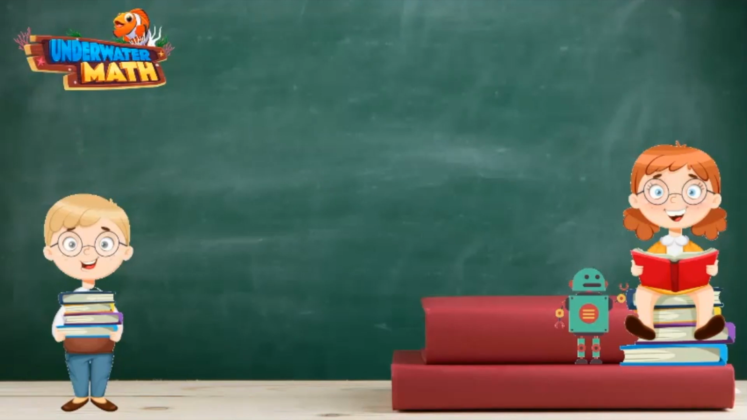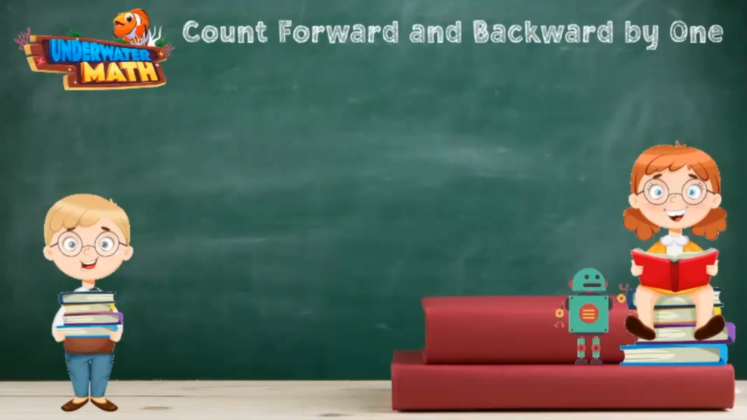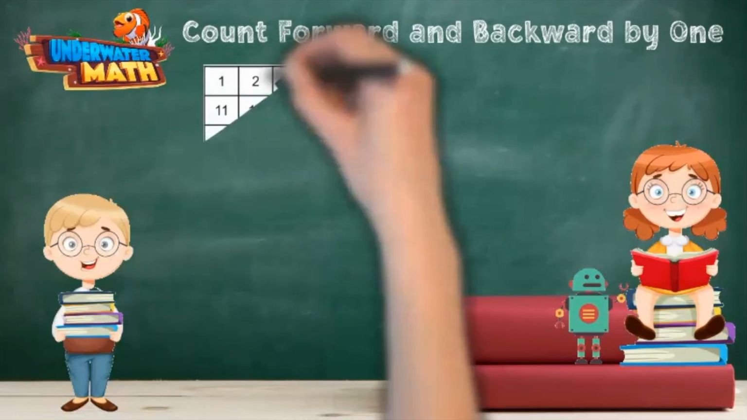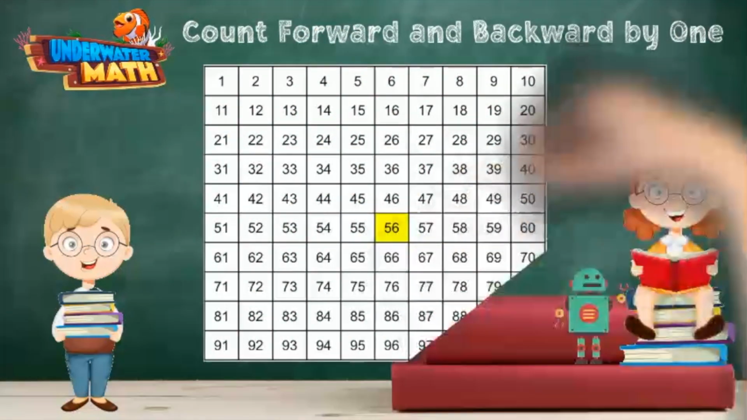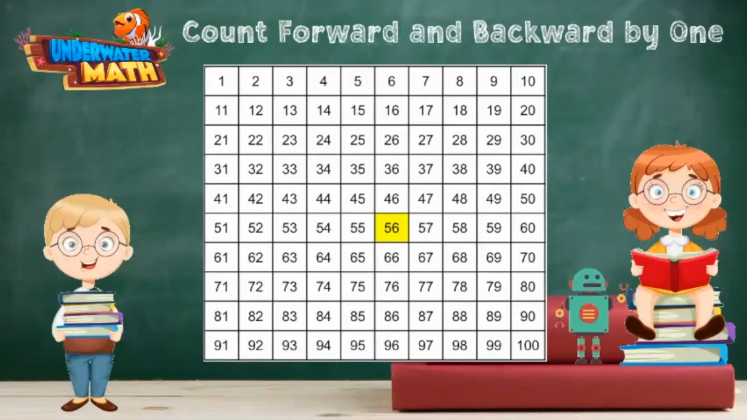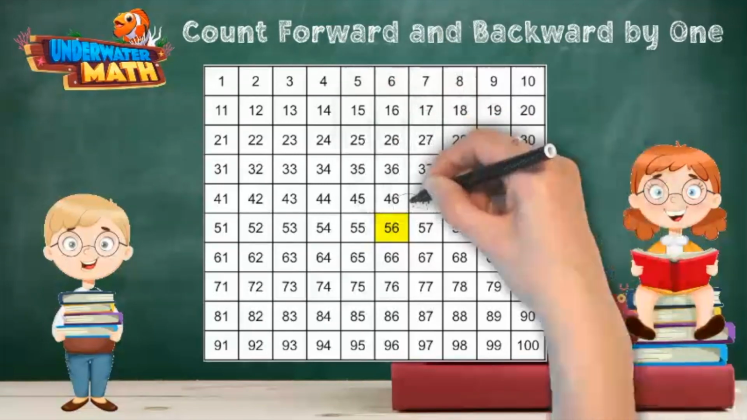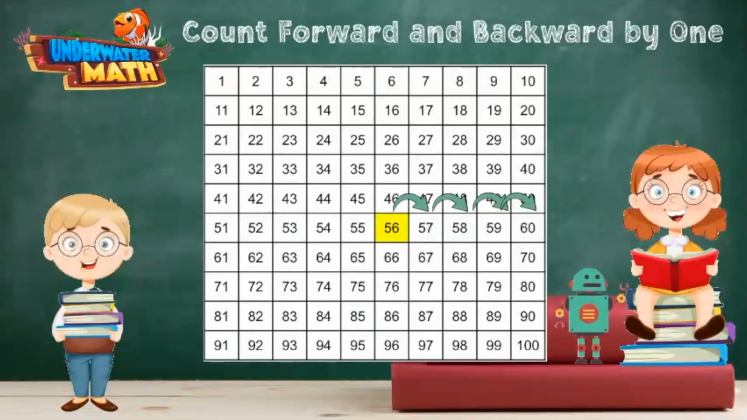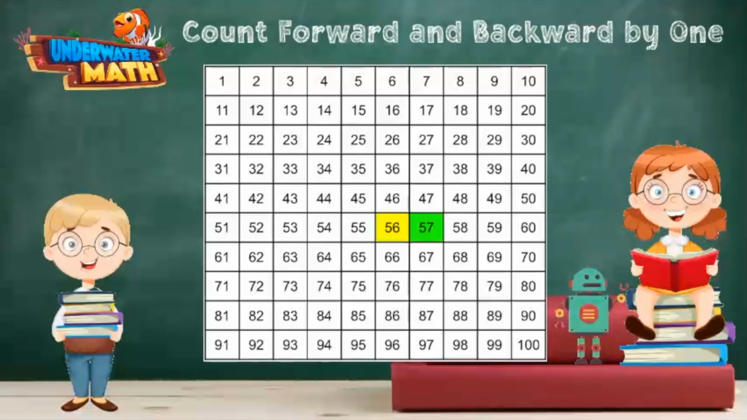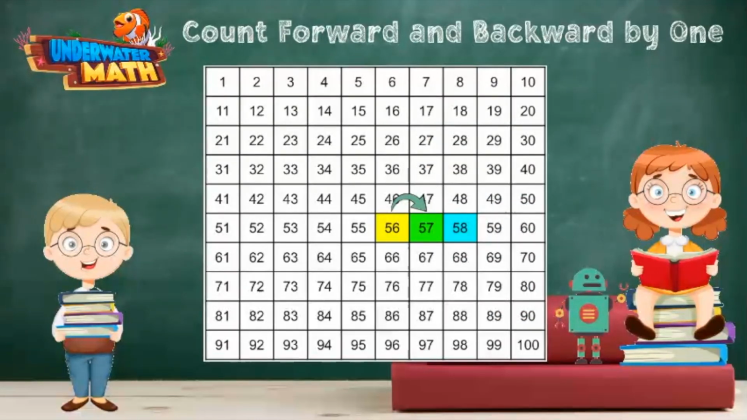Let's start with counting forward and backward by 1. A hundreds chart is a helpful tool that lets us see numbers that are one more and one less than another number. For example, take a look at the number 56. If we want to count forward, it means we are counting up. The numbers get bigger. To count by 1, we look at the next number, which is 57. If we count by 1 again, we land on 58.